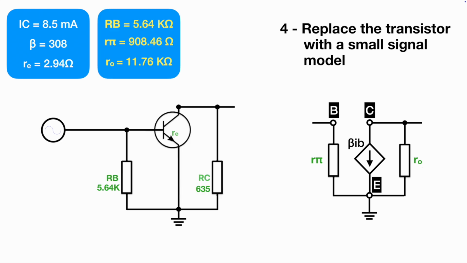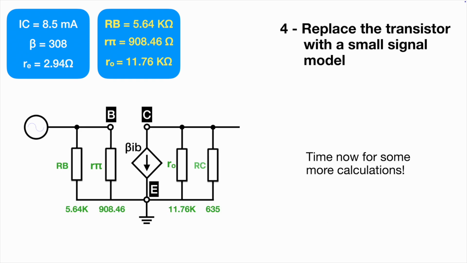So what we need to do now is take our small signal transistor model and replace the transistor. So I'm going to take this away now. So just take one last look at this. We've got the transistor here, we've got RB here on the base, we've got RC here on the collector. We're going to put this into here now and redraw it like this.